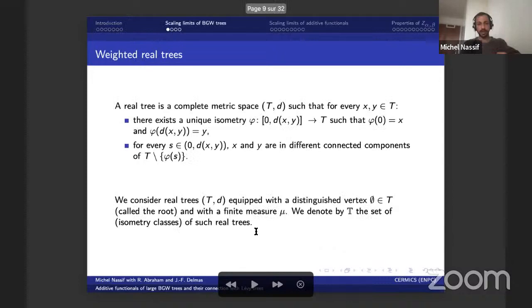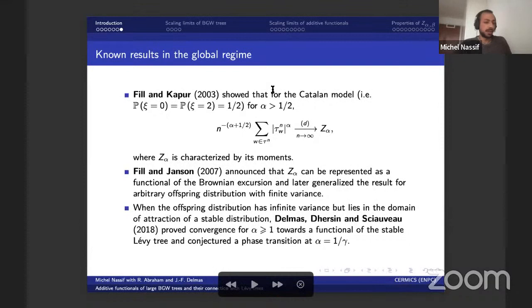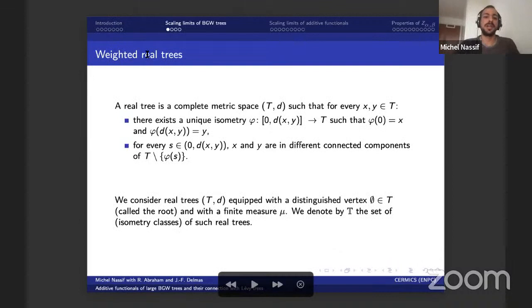As I mentioned, we are looking at the global regime. The key ingredient will be the fact that Galton-Watson trees correctly normalized converge in distribution to the Brownian tree, or more generally to the stable tree. So let me start by defining what a real tree is, which will be the limiting object of Galton-Watson trees. A real tree is just a complete metric space satisfying these two conditions.